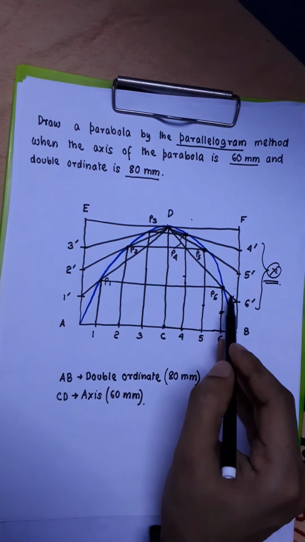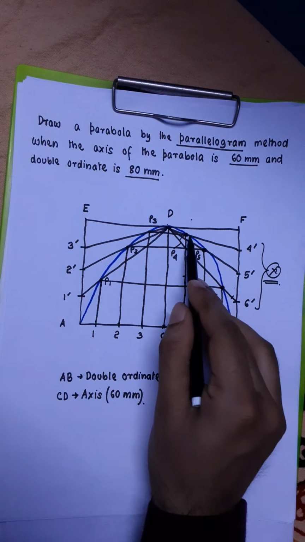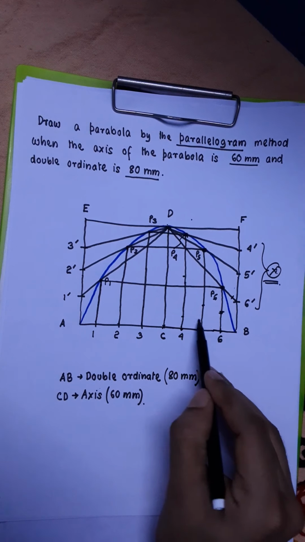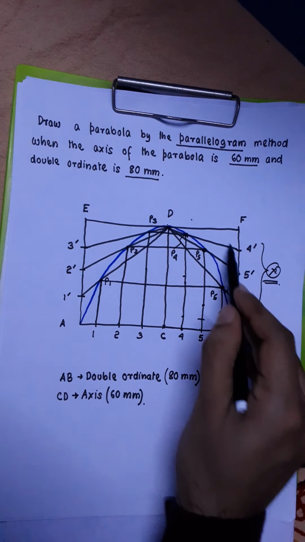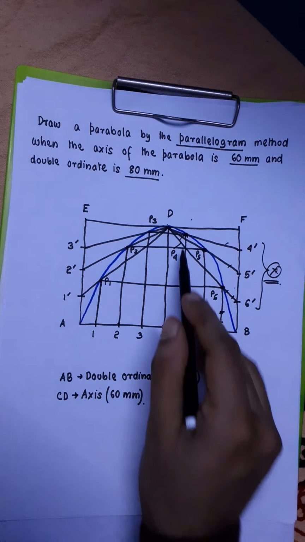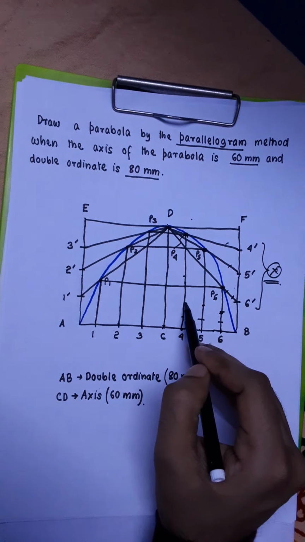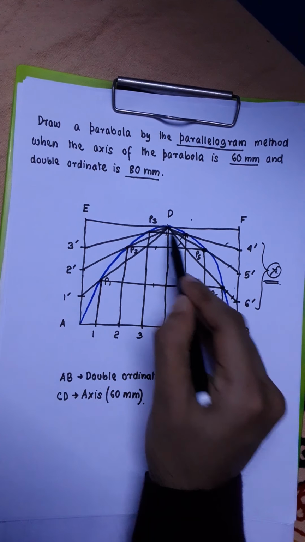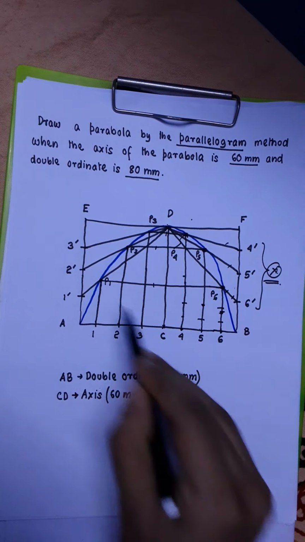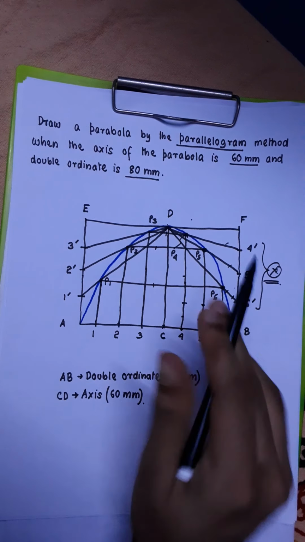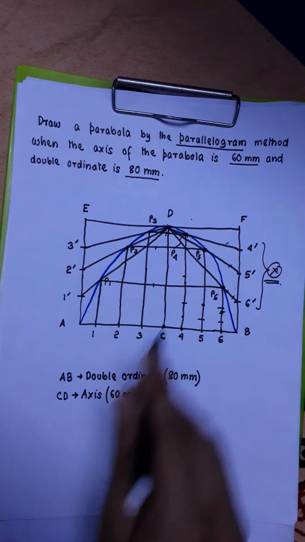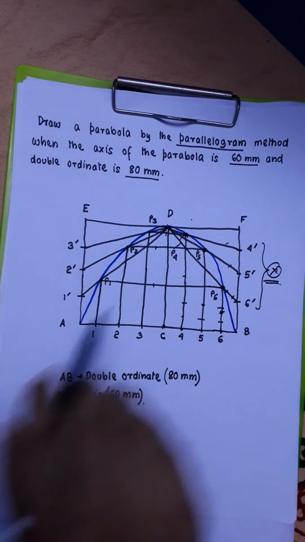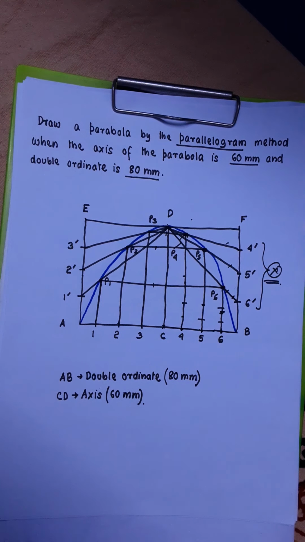Okay, so instead of obtaining P6, P5 and P4 as the intersection of these vertical lines and these inclined lines, you can also obtain P4, P5, P6 as the intersections of these vertical lines and these horizontal lines originating from 4, 5, 6 and from P1, P2, P3 respectively. So this is another way of obtaining the second part of the parabola. So this is how you get the parabola by the parallelogram method or rectangle method.